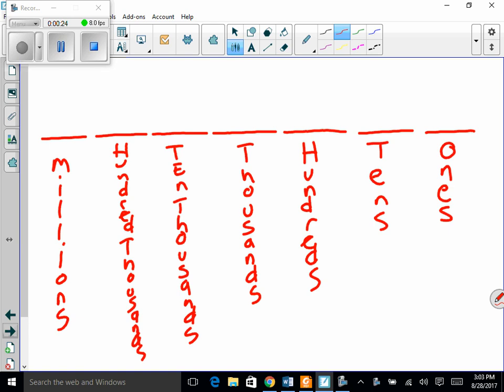First thing you have to remember though is the place value chart. You have the ones, the tens, the hundreds, thousands, 10,000s, 100,000s, and millions. You should know these. This is a very good thing to know, and you definitely need to know it for this type of problem.